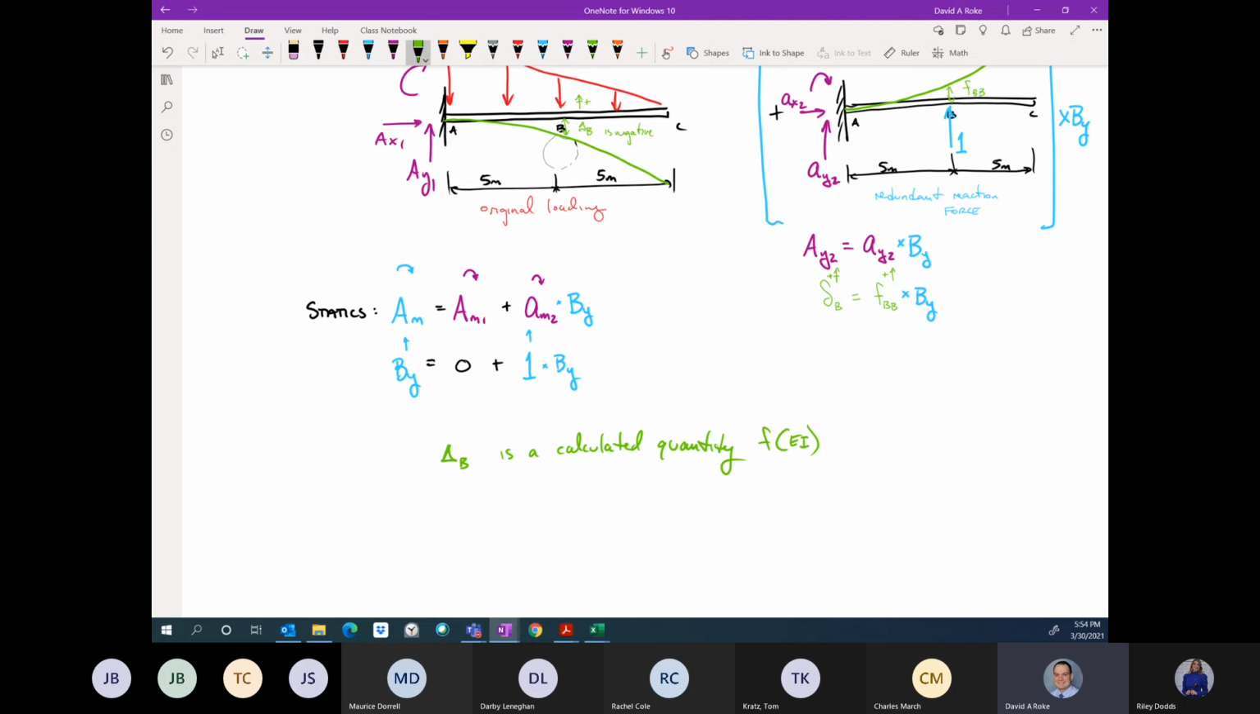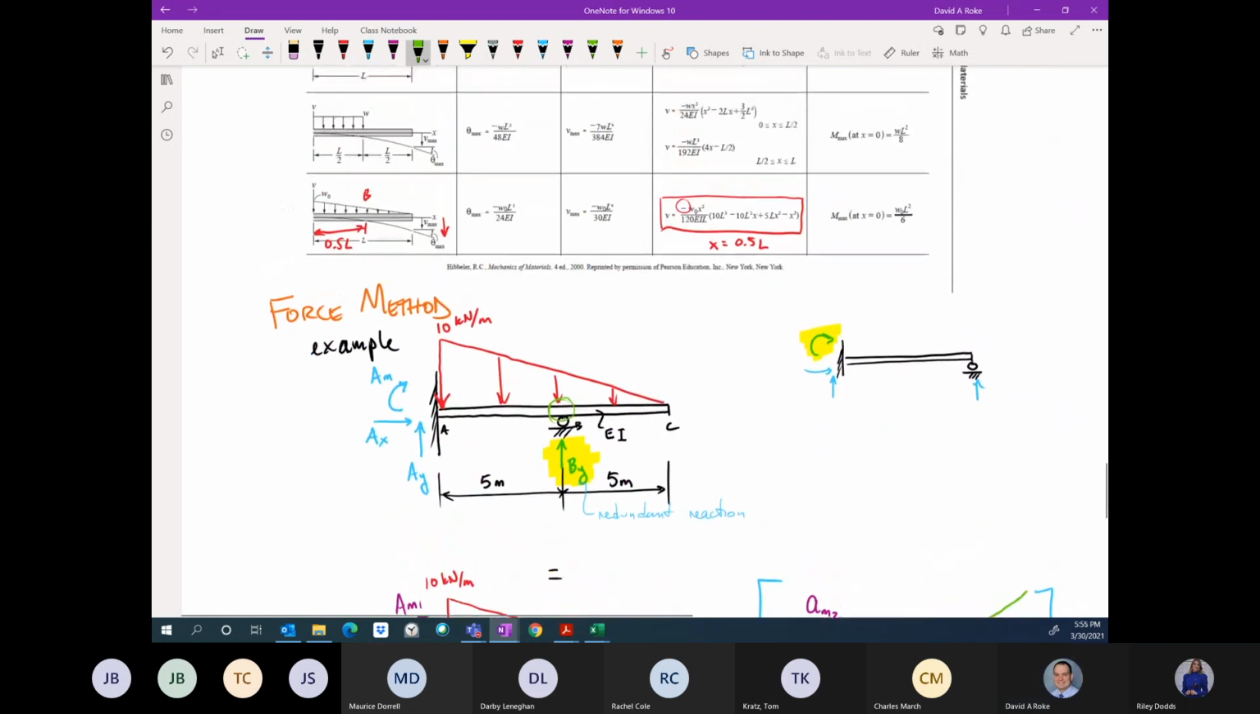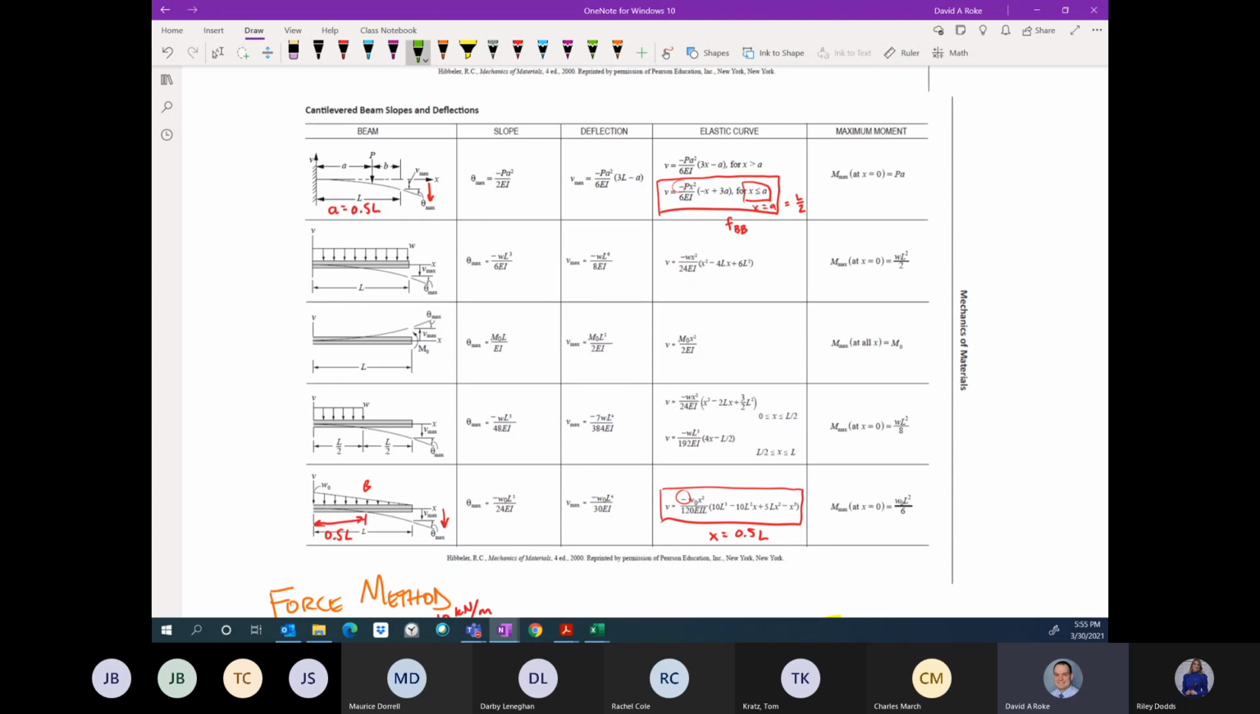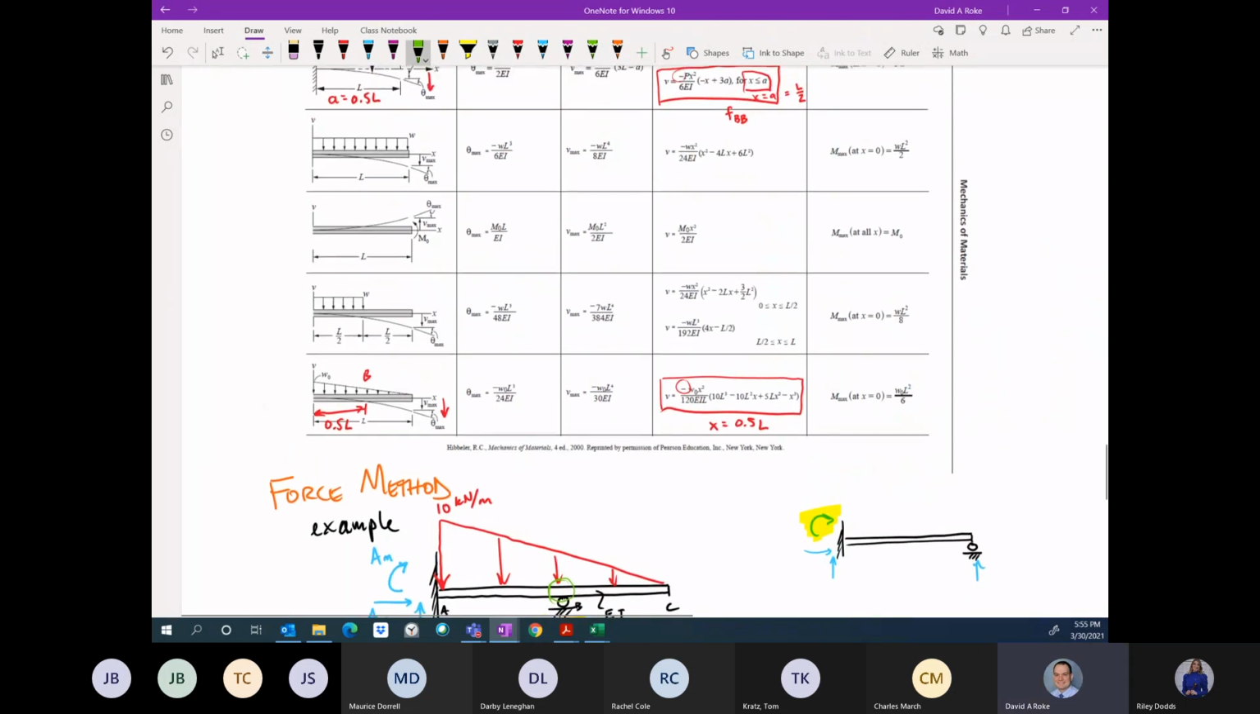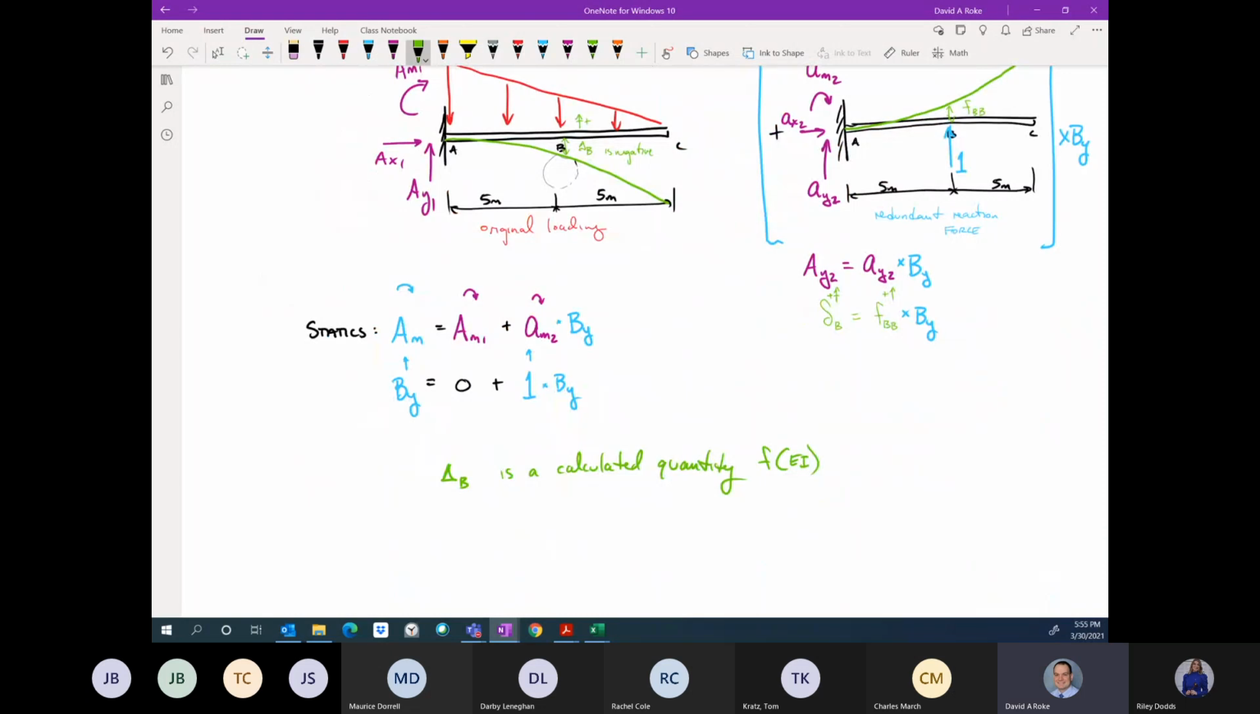It's some function of that stiffness, the beam stiffness EI, right? And there's the EI in the denominator of both of these equations. We're going to find that delta B, or FBB, is a function of our loading. And so this delta B is a function of By as well as your stiffness EI.